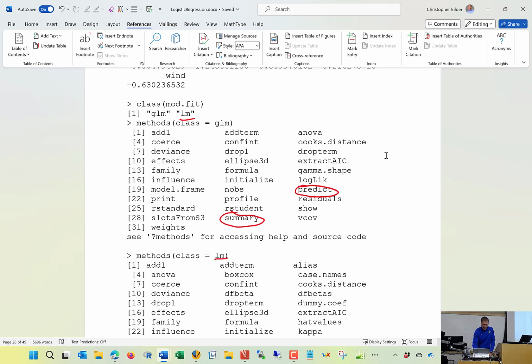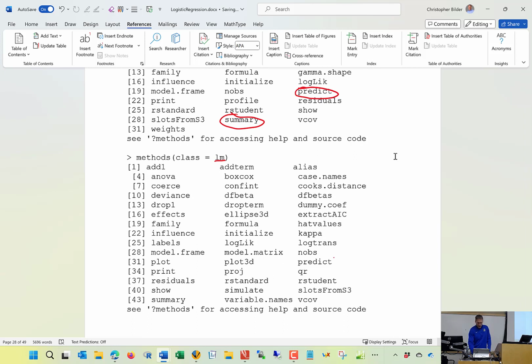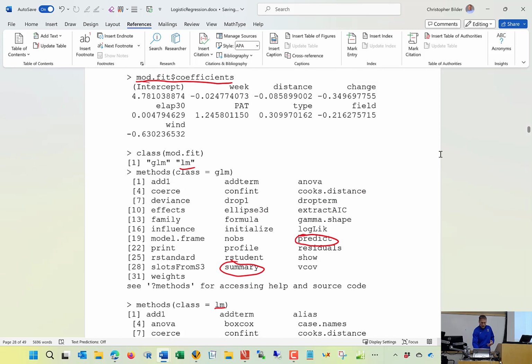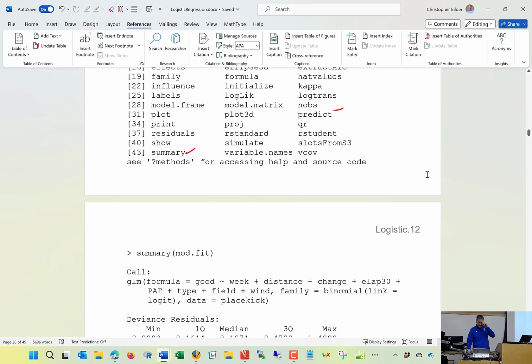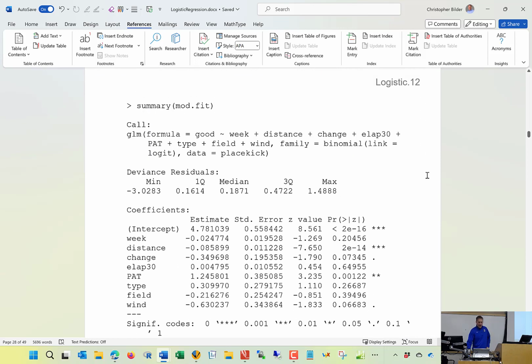Now again, there's a second class associated with this as well, LM. And you're going to notice some similar names here like predict and summary. Now the way that R actually chooses a particular function to run, if you say, let's say, summary(mod.fit), it goes to GLM first to see if there is a particular function. So it executes that first. Okay. And so here is the summary of mod.fit.